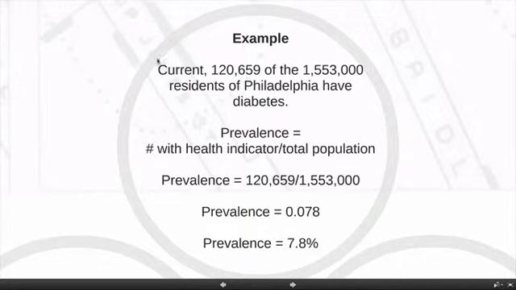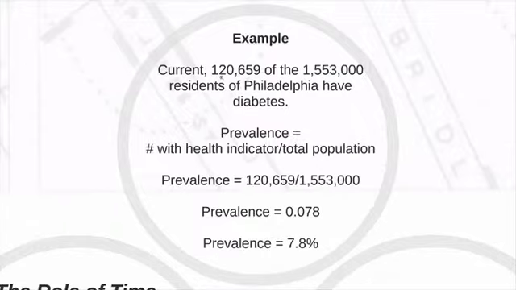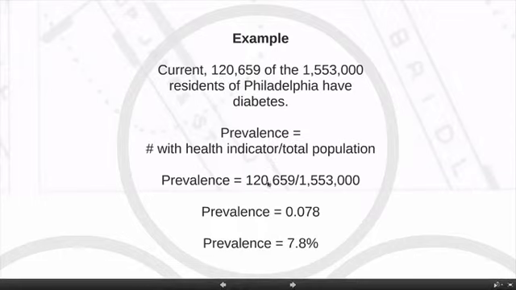So again, to calculate prevalence, currently, and excuse the typo there, 120,659 of the 1,553,000 residents of Philadelphia have diabetes. So we go back to our formula for prevalence. It's the number of people with the health indicator over our total population. 120,659 is our number of people with our health indicator, our number of people with diabetes. That becomes our numerator. Our total population is our denominator.